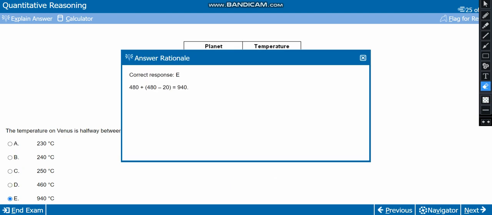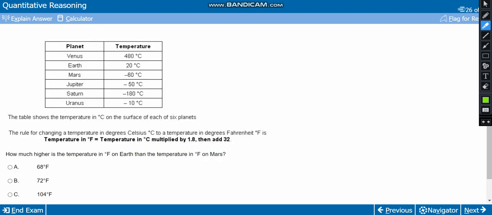And here is the answer rationale. In the second question, we're given the same results table, and we're told a rule to change the temperature from degrees Celsius to Fahrenheit. That rule is to multiply the degrees Celsius by 1.8 and then add 32. And we're asked how much higher is the temperature in Fahrenheit on Earth than the temperature on Mars in Fahrenheit.